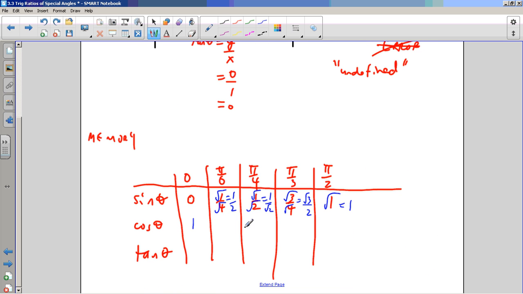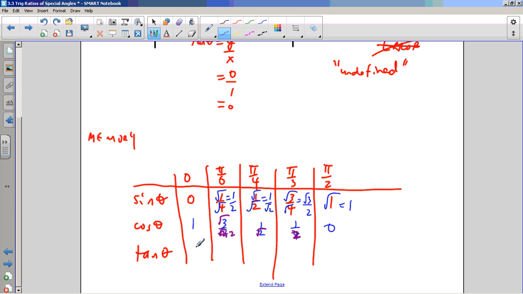Cosine line. Start at 1, go to 0. Halfway between is half. Halfway between here is 3/4. Halfway between here is 1/4. Now take the square root of everything. Square root of 1 stays there. Square root of 4 is just 2. Square root, square root, square root of everything, and there are the numbers.